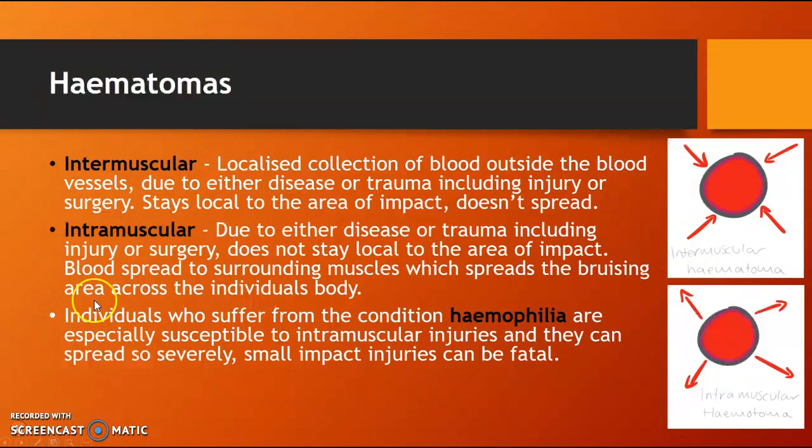And also, just a side note, individuals who suffer from the condition haemophilia are especially susceptible to intramuscular injuries, and they can spread very easily and so severely that small impact injuries can actually be fatal.